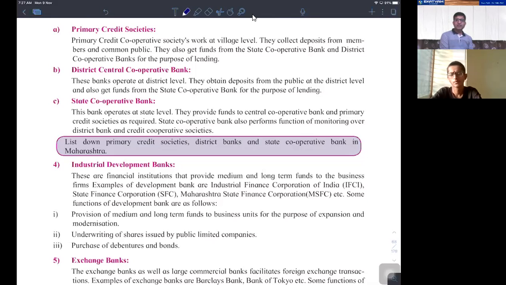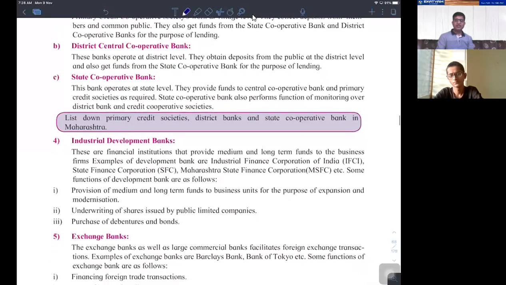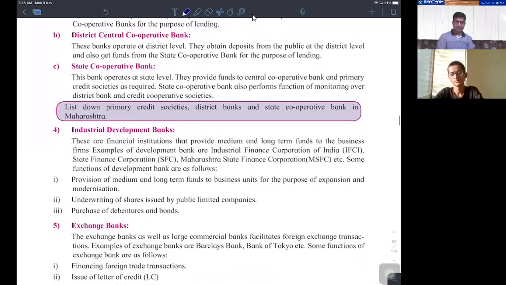They also get funds from the state cooperative bank and district cooperative banks for the purpose of lending. जैसे commercial banks can borrow the funds from the RBI. Similarly, the cooperative societies can get the funds from the state cooperative bank or the district cooperative bank. Like Pune में Pune district cooperative bank है. If you go to Aurangabad, there you will find Aurangabad District Cooperative Bank. So every district has got their own respective cooperative bank, which is the apex body for that respective district.